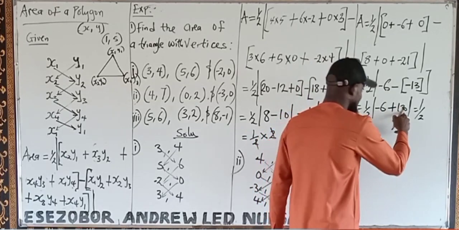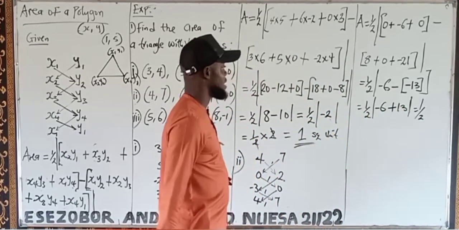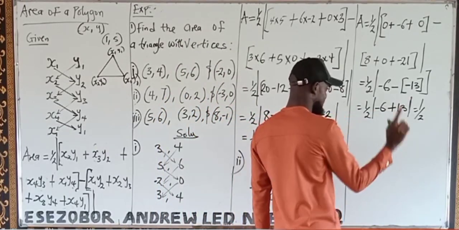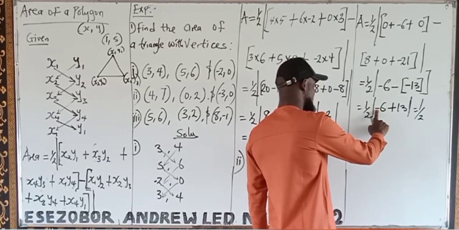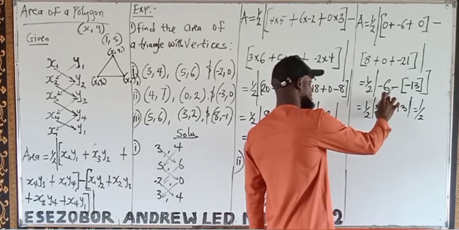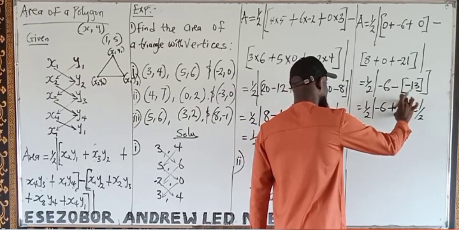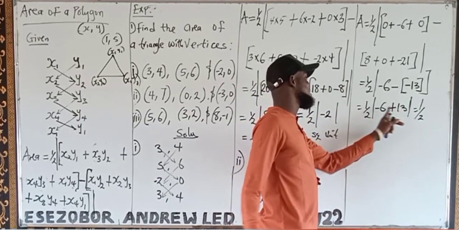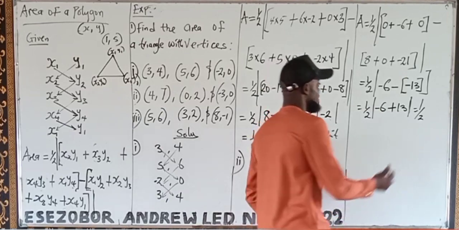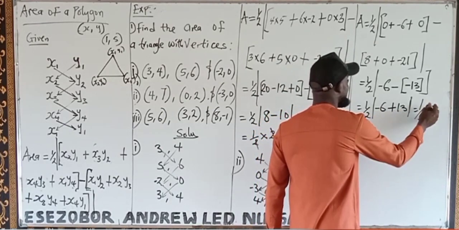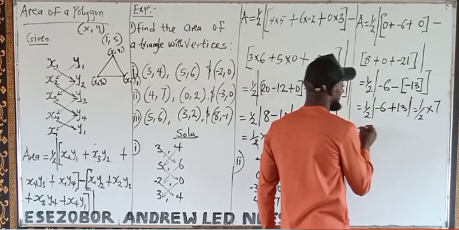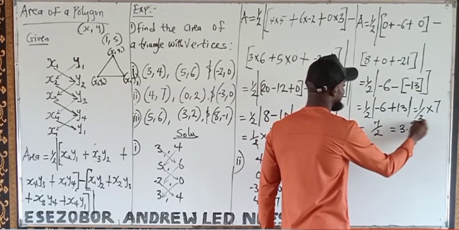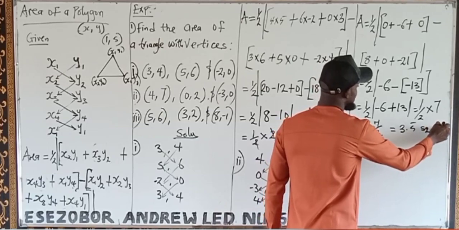Minus 6 plus 13. What is that? I think that is 7. That is 7. Minus 6 plus 13 is plus 7, because minus 6 is lesser than 13. If you add 13 to minus 6, you will have plus 7. Or if you say 13 minus 6, you have plus 7. You take the magnitude of plus 7, and that will give us 7 over 2, or 3.5 squared units.